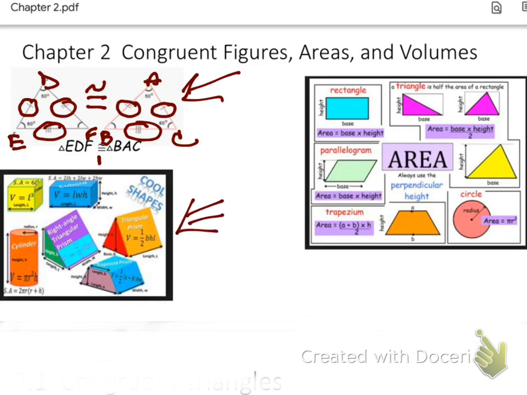Here are shapes that we're going to calculate the volume of. So they had to be 3-dimensional shapes. Volume is a cubic measurement, raised to the power of 3. Area is a flat surface, so it's length times width, so it's only 2-dimensional. And here are some of the shapes that we're going to calculate the area of. So that moves us on to the next page.